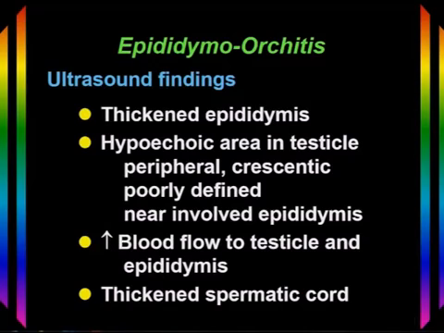Some infections start in the epididymis and affect the testicle as well, becoming epididymo-orchitis. In these cases, you have all the findings of epididymitis, but you also have abnormalities inside the testicle. You will see a hypoechoic area in the testicle, typically at the periphery, typically in the region of the involved portion of the epididymis. There will be increased blood flow to the testicle as well as the epididymis, and the spermatic cord will be thickened.